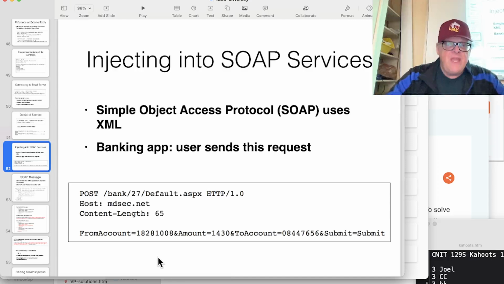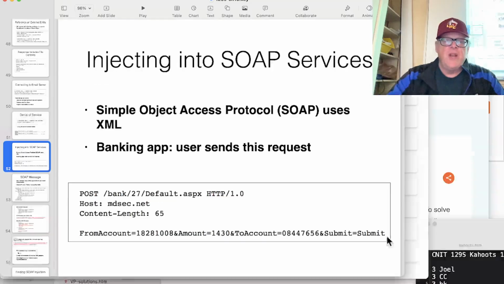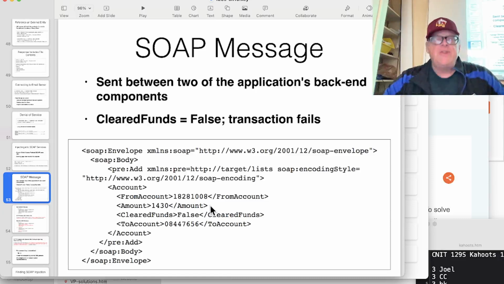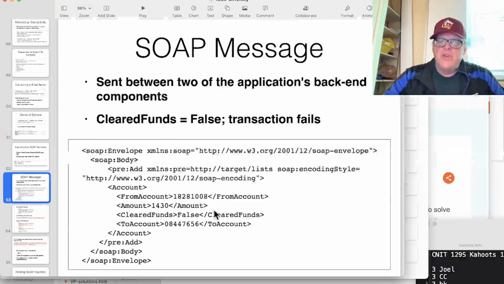So if you're doing a banking app, you might send this request: from account, amount, to account, and submit, to make a transfer from one account to another. Back on the server, it may send a SOAP message to another server, and that will have this information: from account, amount, to account, and then a parameter called cleared funds, which is determined by the server, whether you in fact have enough money to make this transfer. You didn't create this, but the server will make it.